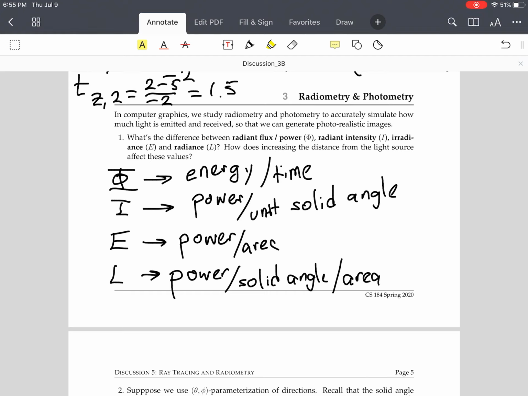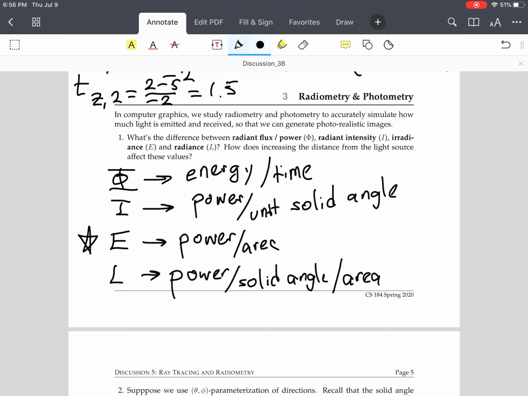Okay, and so now let's look at this next question. How does increasing the distance from a light source affect these values? Okay, and the answer is that the only one affected by increasing the distance is the irradiance, right here, E. Okay, and let's see why. So first up, let's look at radiant flux. So that's the energy emitted, reflected, transmitted, or received per unit time.